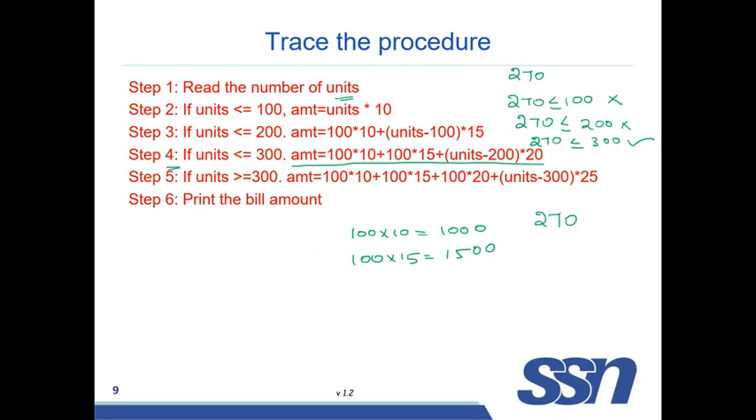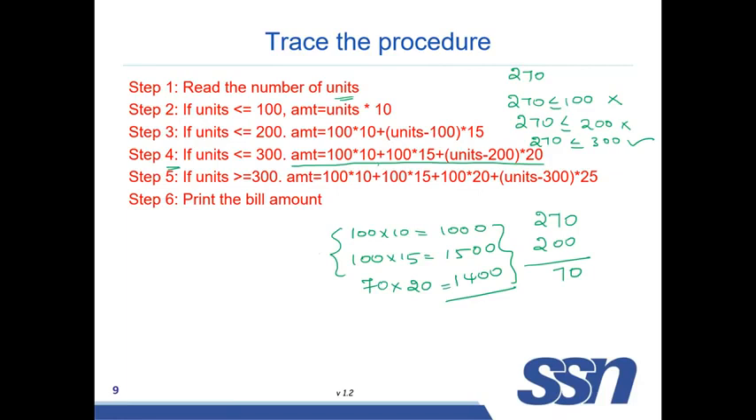Remaining units is units minus 200. Why 200? Because 200 units are already considered for amount calculation. So remaining units is 70. Now for the 70 remaining units, we have to use the tariff 20. So we'll have 1400. So sum all these things.